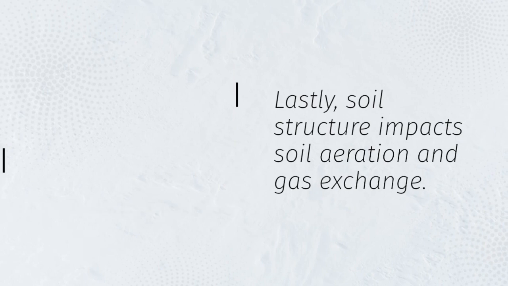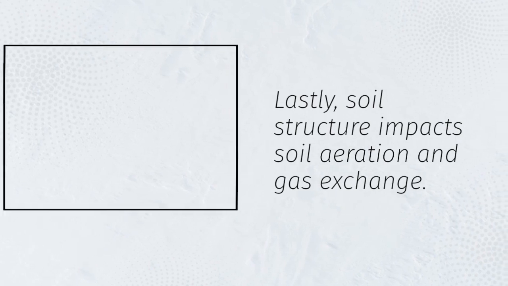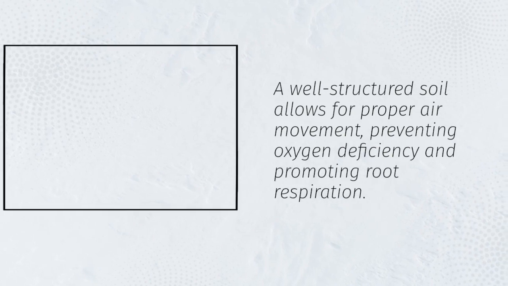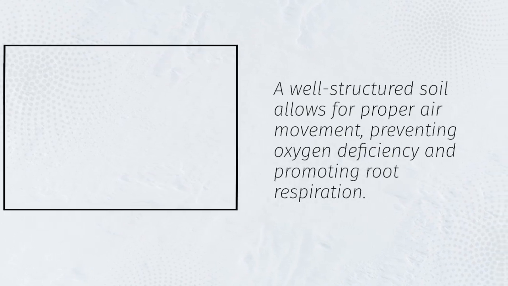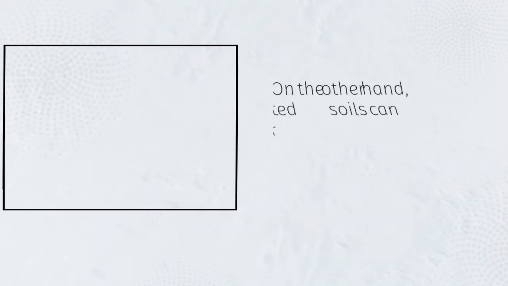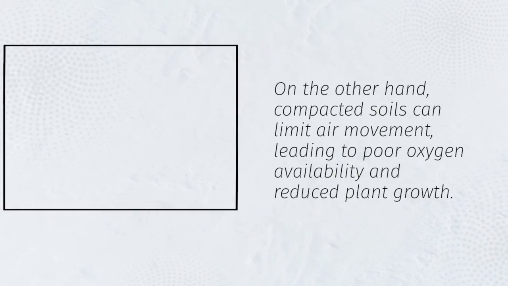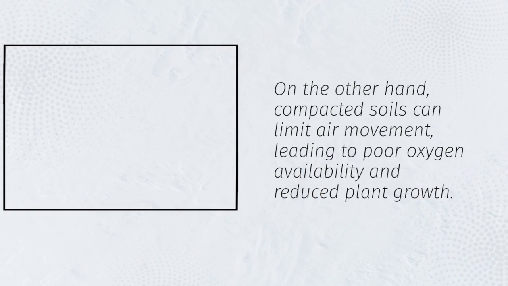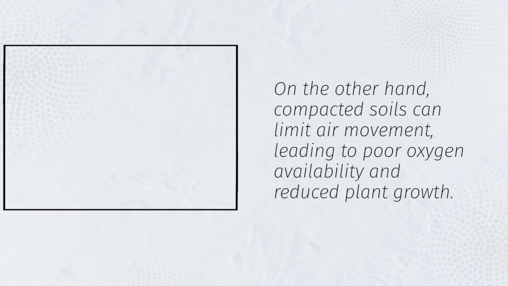Lastly, soil structure impacts soil aeration and gas exchange. A well-structured soil allows for proper air movement, preventing oxygen deficiency and promoting root respiration. On the other hand, compacted soils can limit air movement, leading to poor oxygen availability and reduced plant growth.